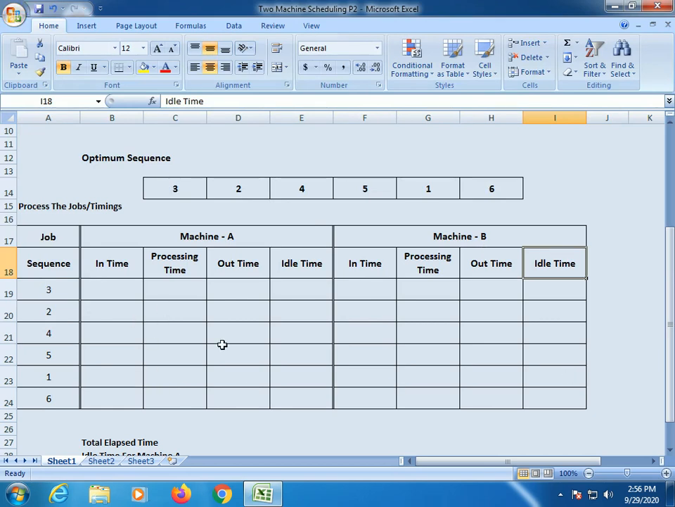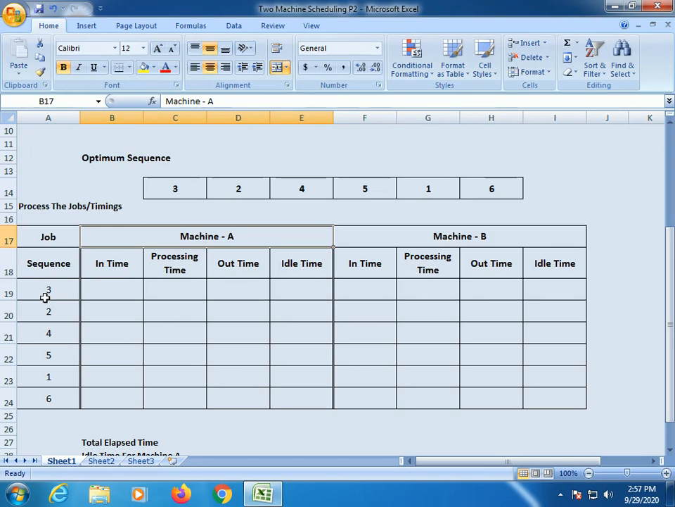So for processing the jobs or timings, first we have to determine the in time. I already entered the job sequence here. So what is the in time? We have to write that here. What is the in time of the first job? According to the job sequence, we have to process job 3 first. We have to process job 3 on machine A.